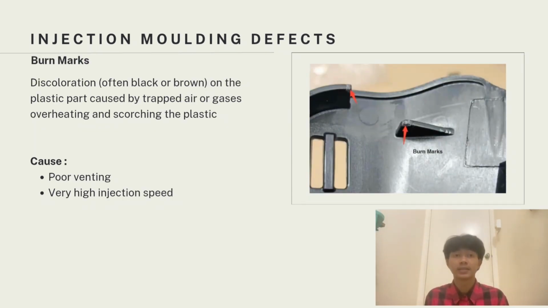The next is burn marks. Burn marks are discoloration, often black or brown, on the plastic part caused by trapped air or gas overheating and scorching the plastic. It is caused by poor venting and very high injection speed.